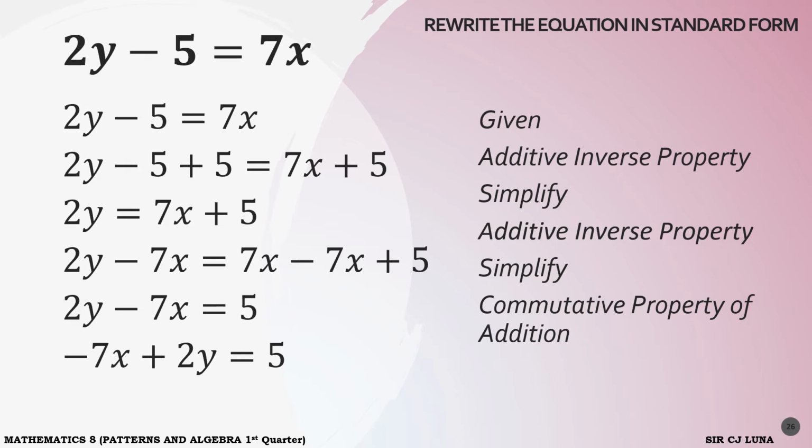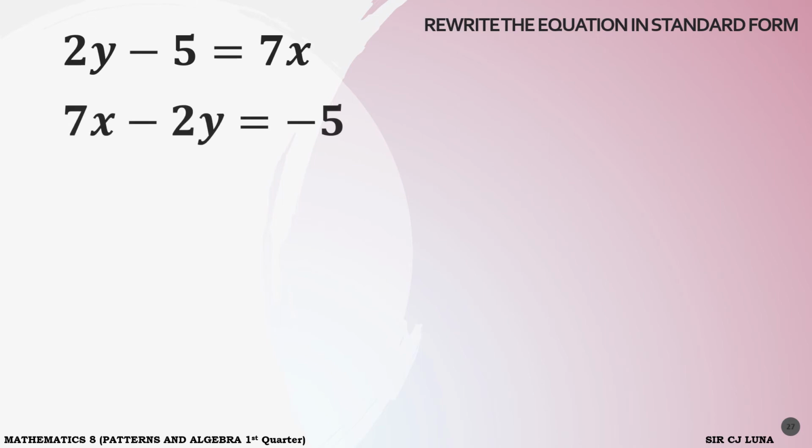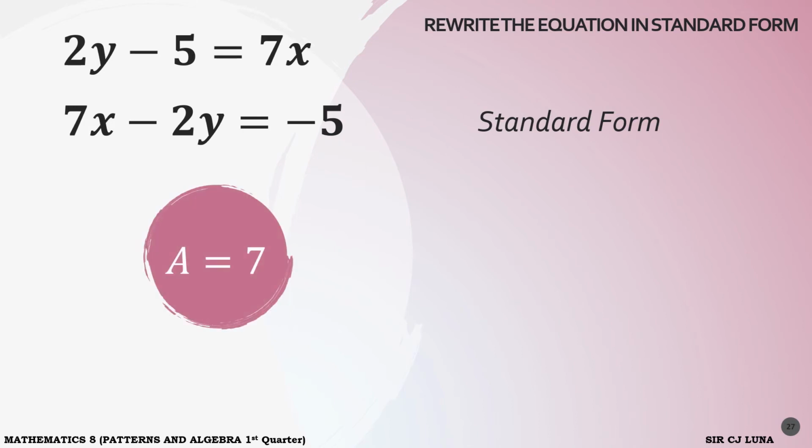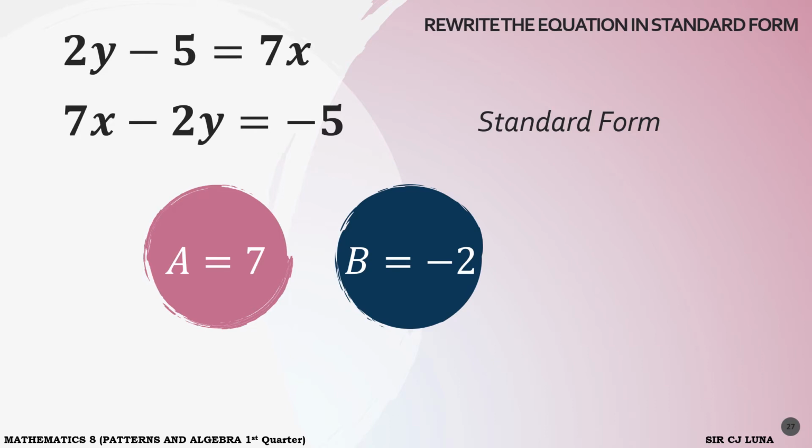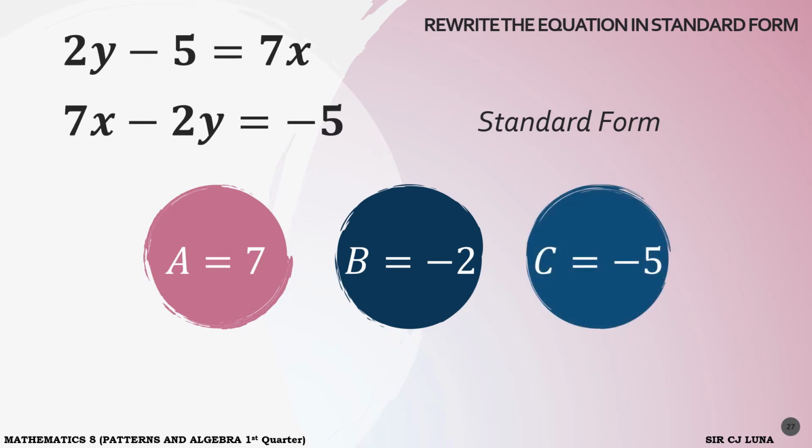Let's make the value of our x positive. So how are we going to do that? We will multiply the whole equation by negative 1 for us to have 7x minus 2y equals negative 5. So the standard form is 7x minus 2y equals negative 5. What is the value of a? A is equal to 7. How about b? B is negative 2. And the constant is negative 5.